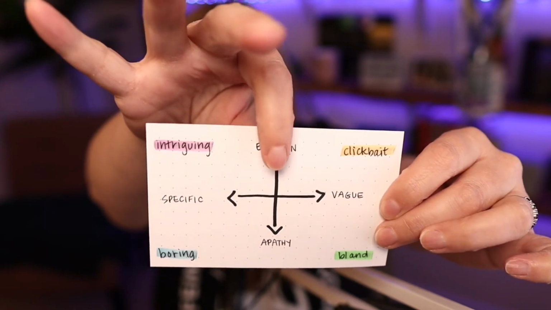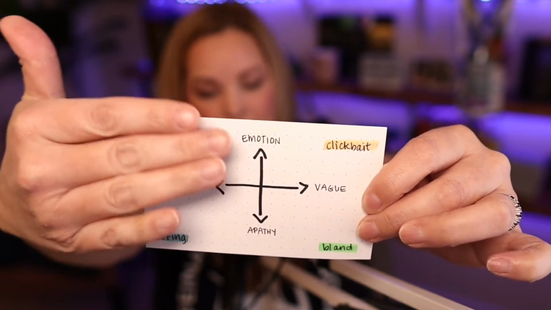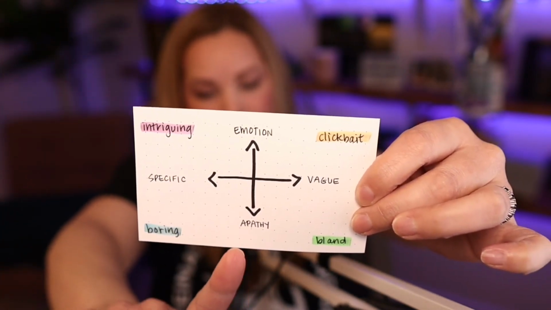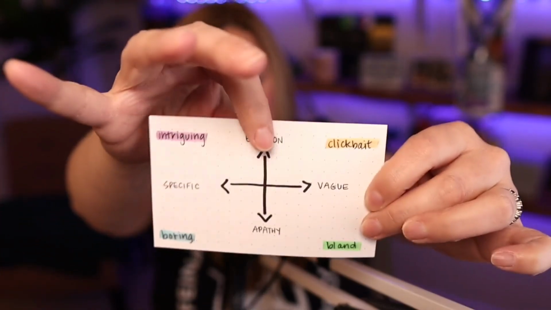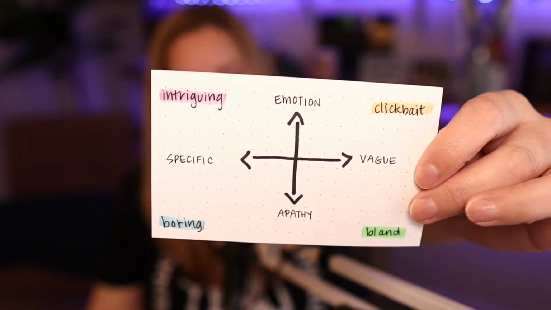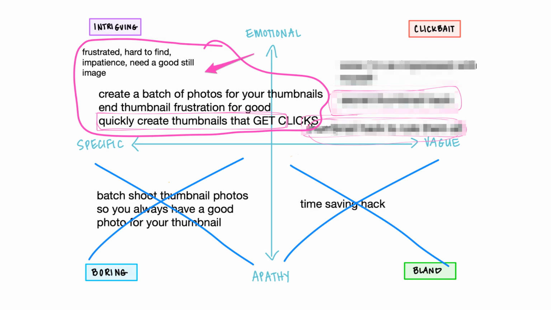We're going to add some emotion. So here's the emotion scale. We're going to go from apathy to emotion. And this is where I'm going to start thinking about what are the emotions that I think you associate with creating thumbnails. The feeling of, oh, I don't really want to create this thumbnail. I just want to upload the video.